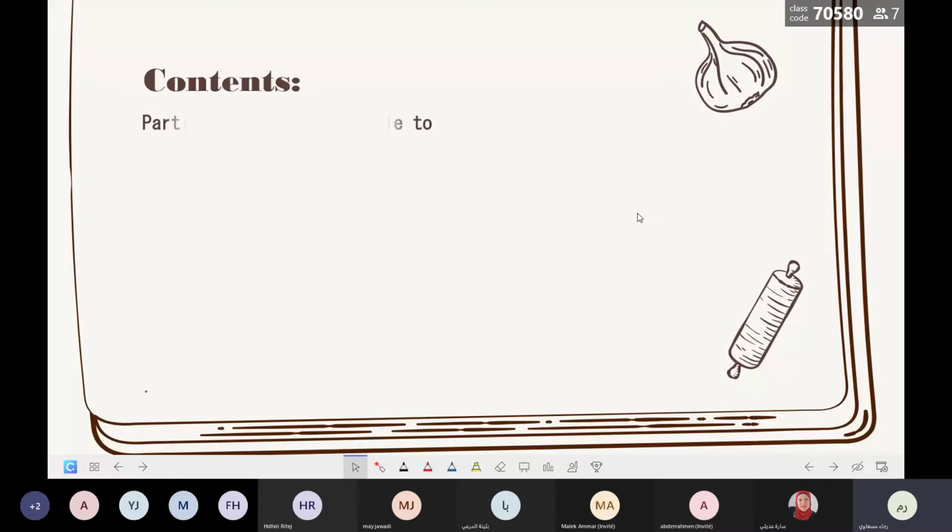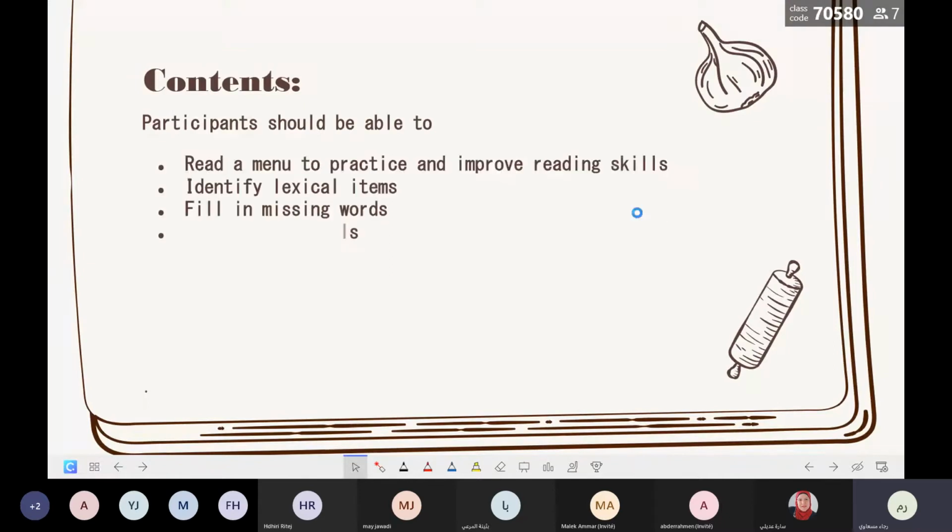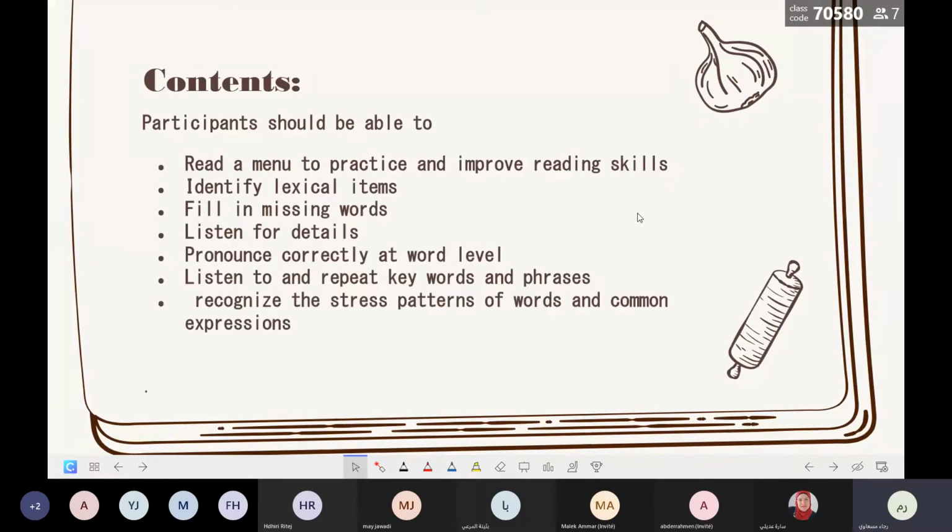Right. So, let me explain in general what you should be able to do as participants. By the end of this session, you should be able to read a menu. What is a menu? A menu is a list of dishes available in a restaurant. So you should be able to read the menu, to practice and improve reading skills. You should also be able to identify new vocabulary, to fill in missing words. We will have some paragraphs and tables in which you will fill in the blanks with the new vocab that you will see today.